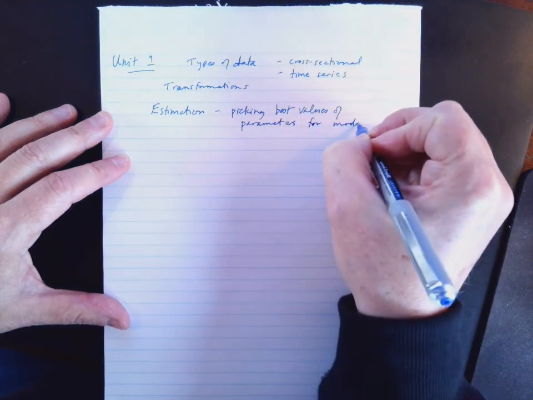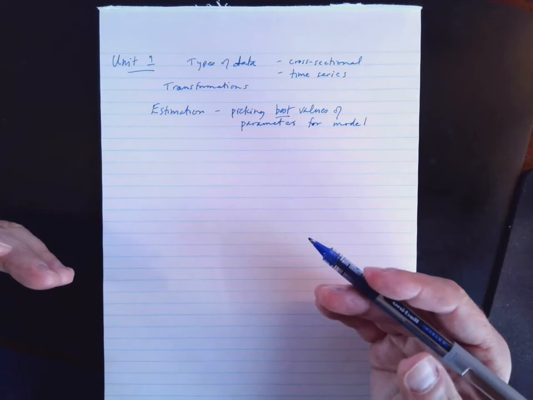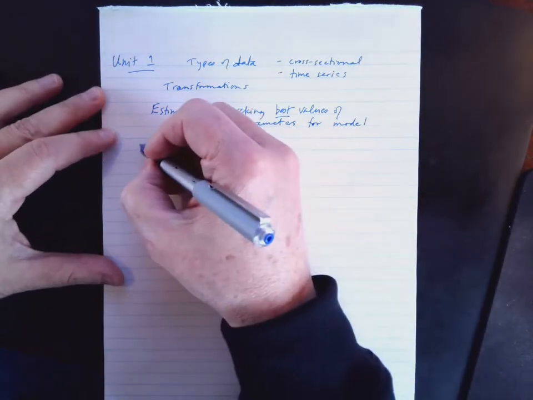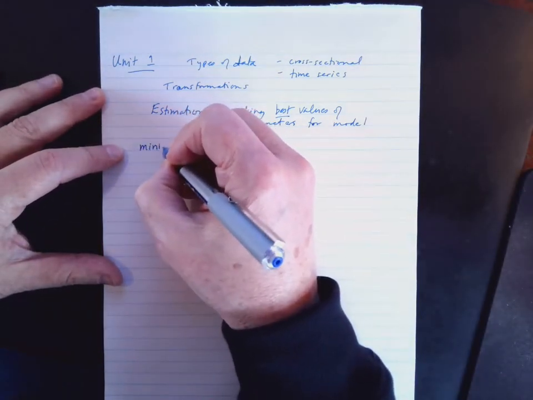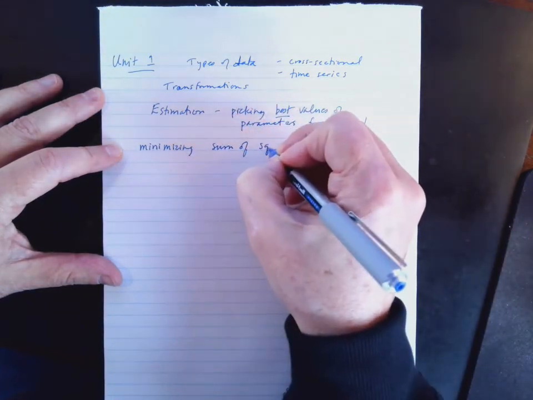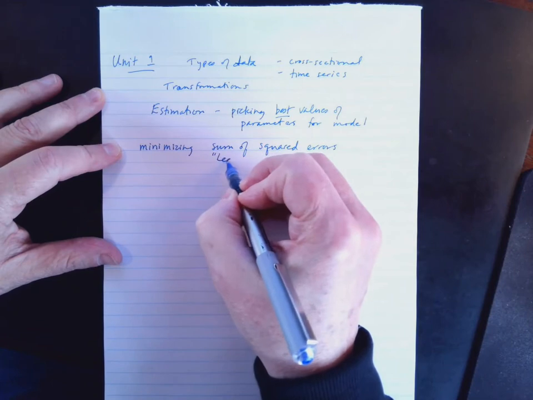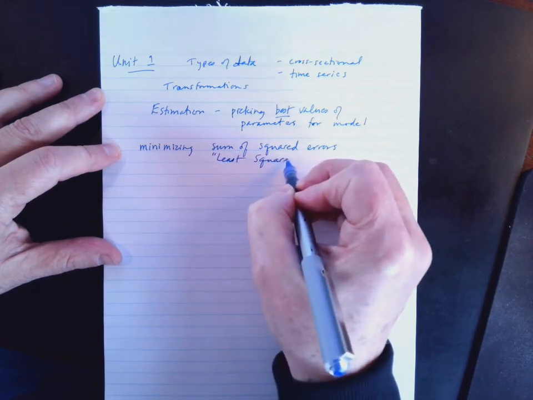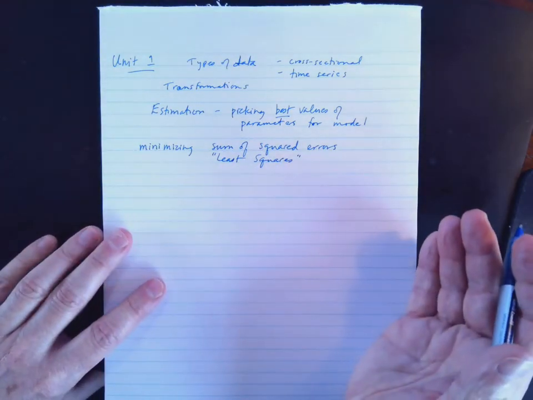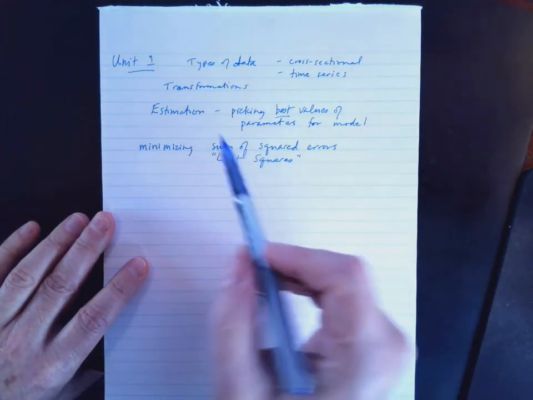And this notion of best means optimal. And so if it's an optimum, that means you're either maximizing something or you're minimizing something. And most commonly, we use the criterion of minimizing the sum of the squared errors, which is the least squares rule or principle. And then at other times, we also looked at the maximum likelihood rule.